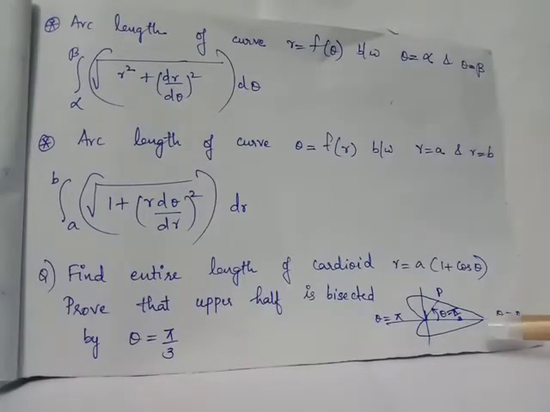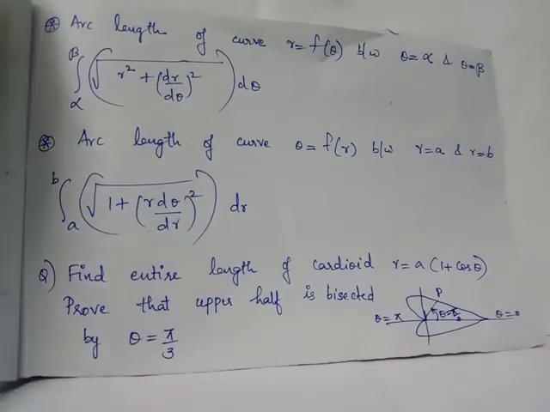We know that the cardioid is symmetric with respect to x-axis. Hence the arc length of this cardioid above the x-axis is same as the length of the cardioid below the x-axis, and we are asked to find the entire length. So we will do twice the length of the cardioid above the x-axis.